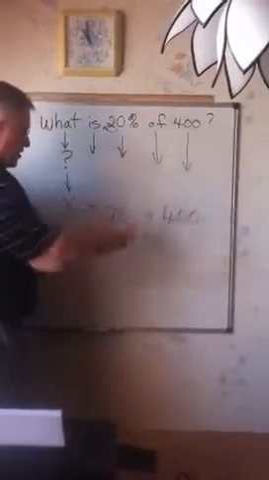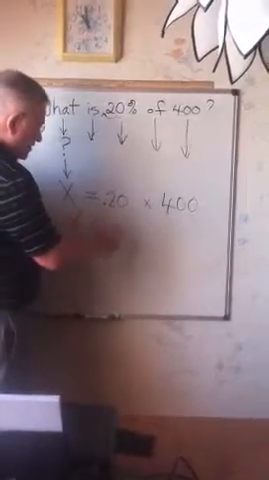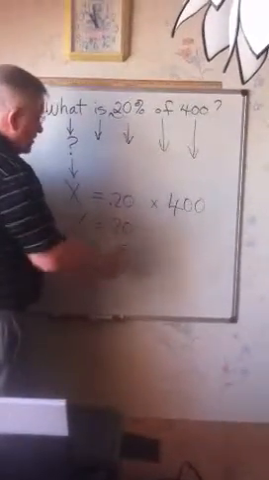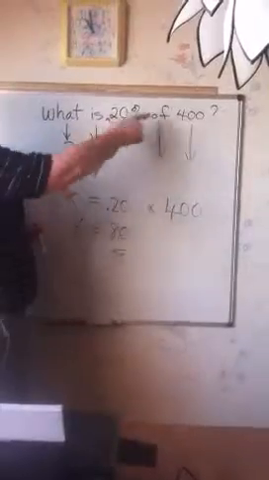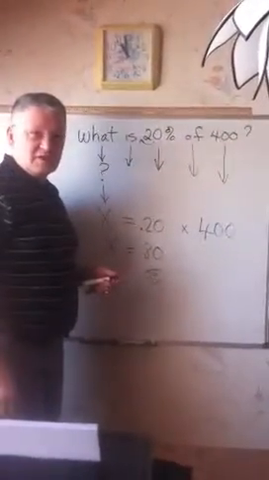So if we use our calculator, we multiply 0.2 times 400, we get again 80. So again, the answer to the question, what is 20% of 400, is 80. That's it. That's it for this little lesson. Recap. Thank you.